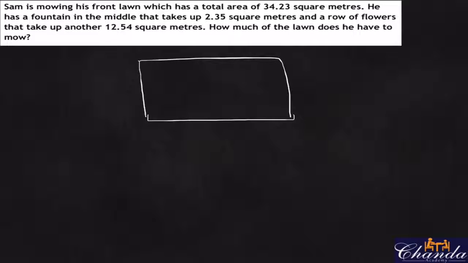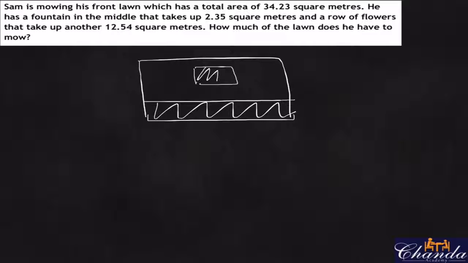Imagine at the bottom here, he has his row of flowers. So that can be his row of flowers. Then in the middle there, he has his fountain. So the area that I'm indicating in blue here is the area that he needs to mow. And the area in white that I've indicated is the area that he doesn't have to mow because one is flowers and one is fountain. So let me put the numbers in. So that's 12.54 and this one is 2.35.